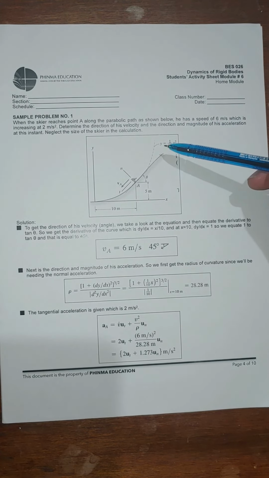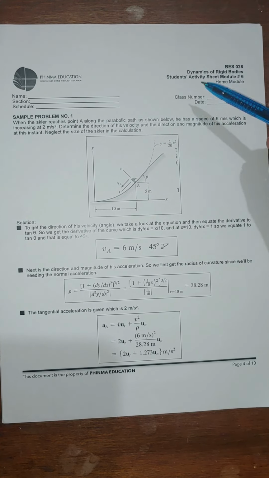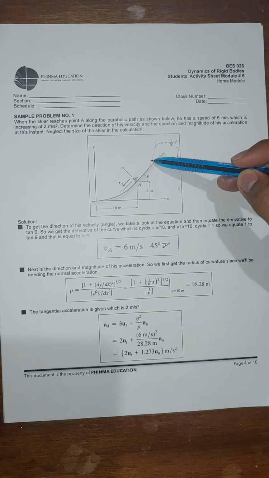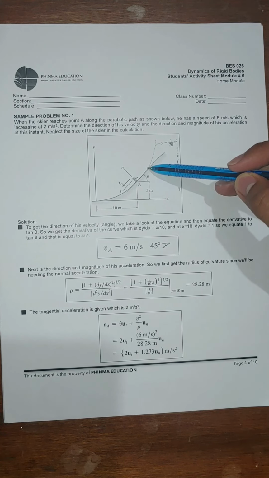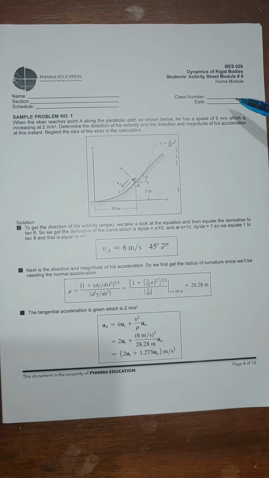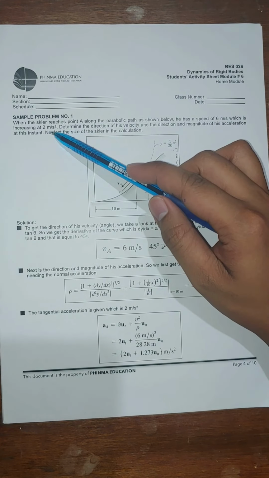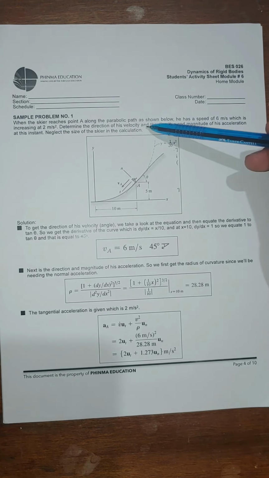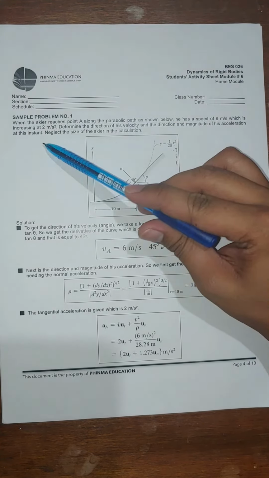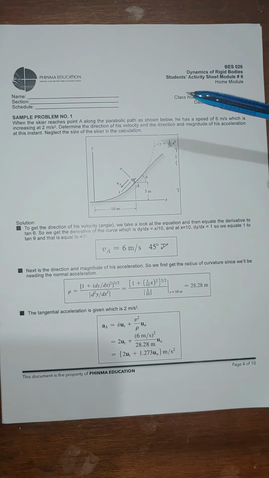Okay, if you remember, a parabolic path is a curve, a second degree curve. It has an equation given: y is equal to 1 over 20x squared. He has a speed of 6 meters per second, which is increasing at 2 meters per second squared. Determine the direction of his velocity and the direction and magnitude of his acceleration at this instant. Neglect the size of the skier in the calculation.